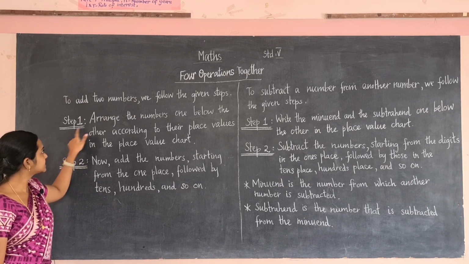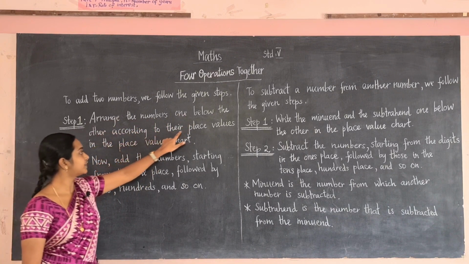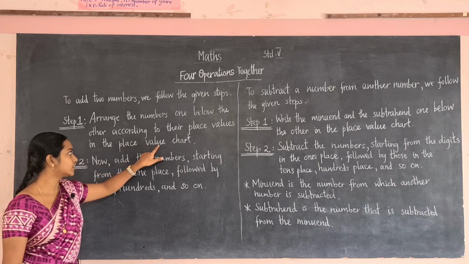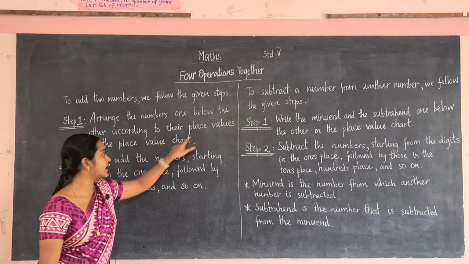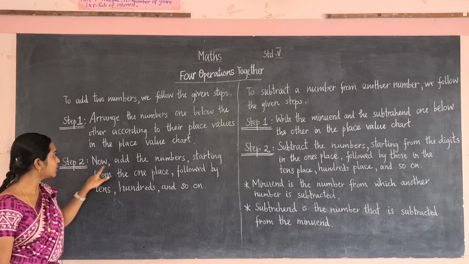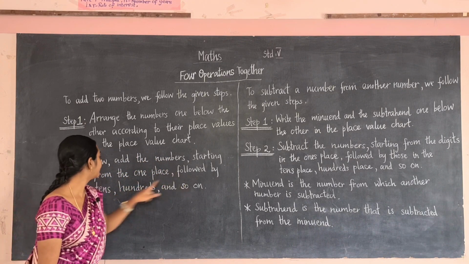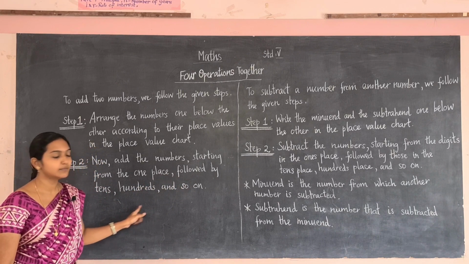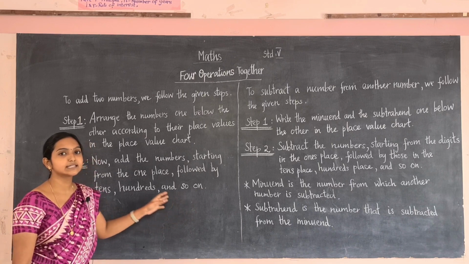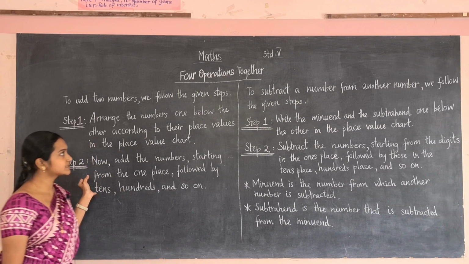The first step is arrange the numbers one below the other according to their place values in the place value chart. Now we have to arrange the numbers with the place value chart. Next step is now add the numbers starting from ones place followed by tens, hundreds and so on. We have to add only from ones place and move to tens, hundreds and thousands place. These are the two steps to add numbers.